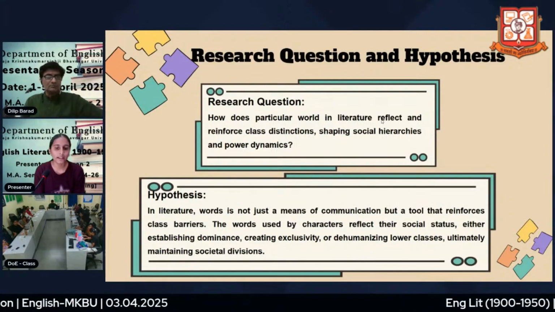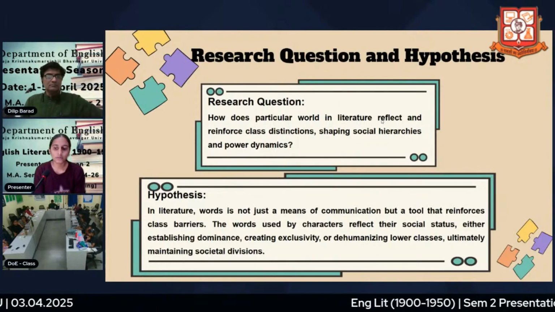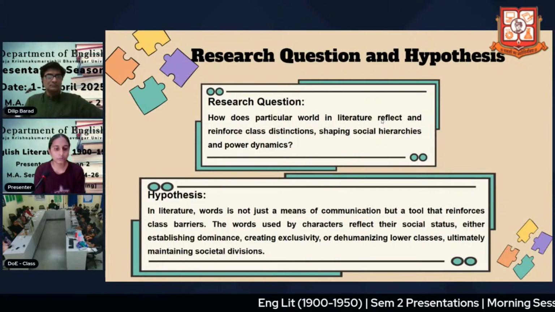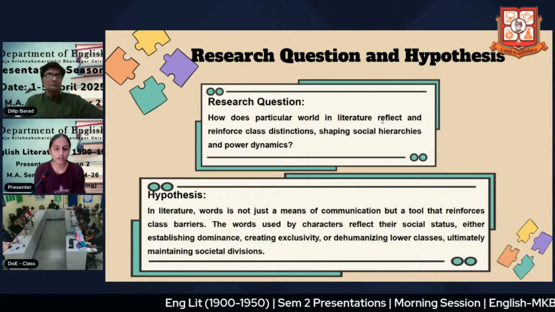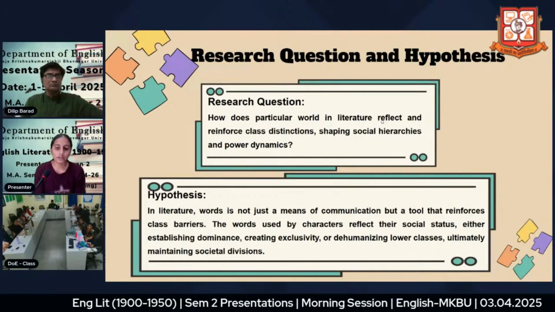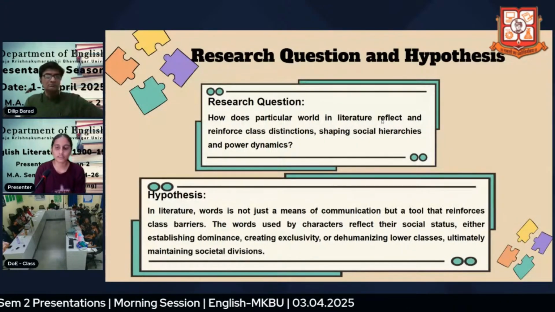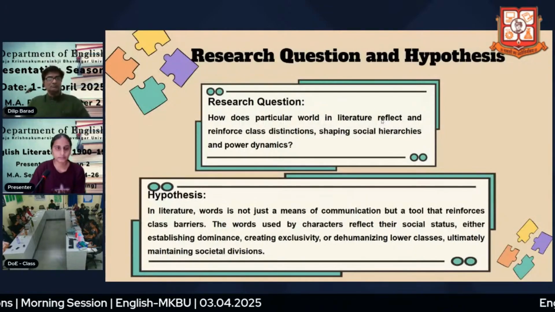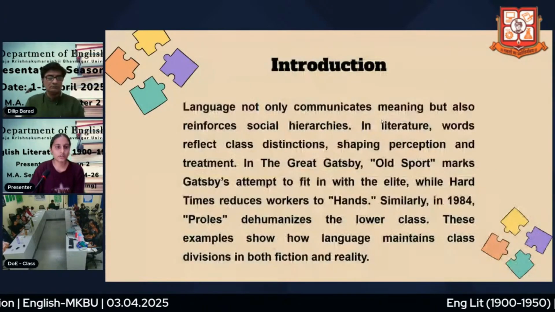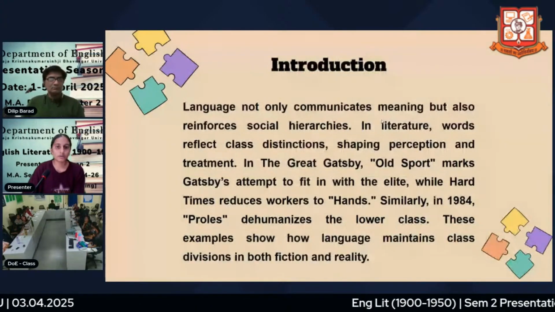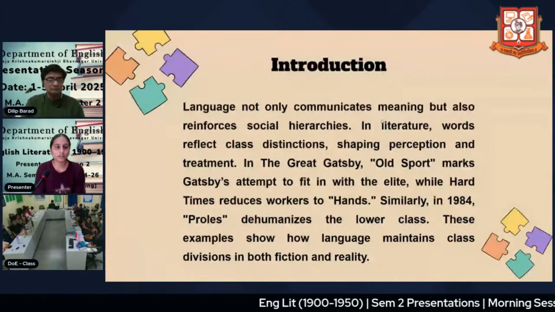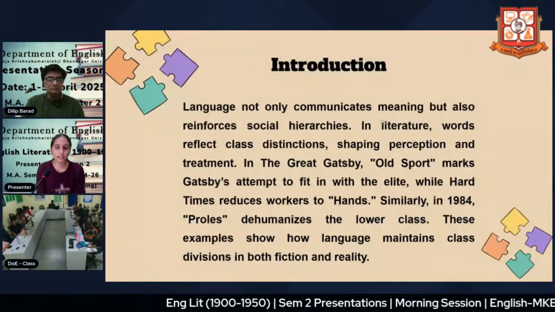The words used by characters reflect their social status, either establishing dominance, creating exclusivity, or dehumanizing lower classes, ultimately maintaining societal divisions. Here is an introduction. Language not only communicates meaning but also reinforces social hierarchy.